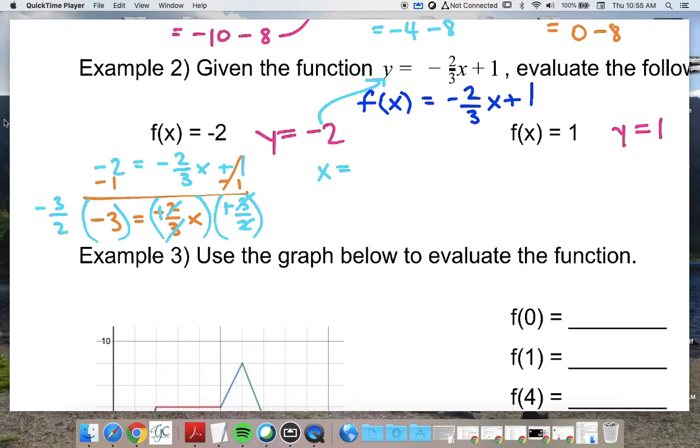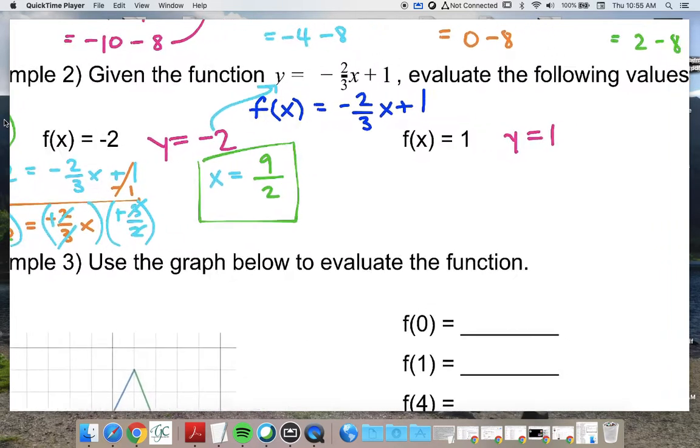Now when we multiply a fraction times a whole number, remember that a whole number is really just a fraction over 1. So we multiply straight across, so negative 3 times negative 3 gives us positive 9, and then 2 times 1 gives us 2. 9 over 2 cannot be reduced, so that is our final answer. Just going to write that a little nicer. So x equals 9/2. You could also write that as x equals 4.5 if you wanted. So this would be the ordered pair, 9/2, negative 2.